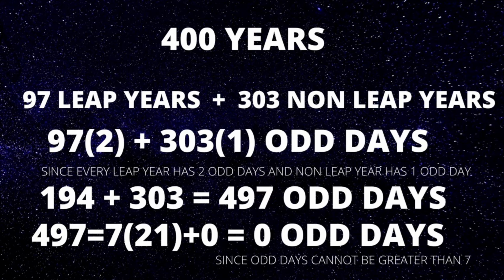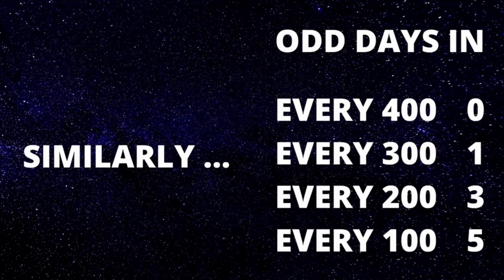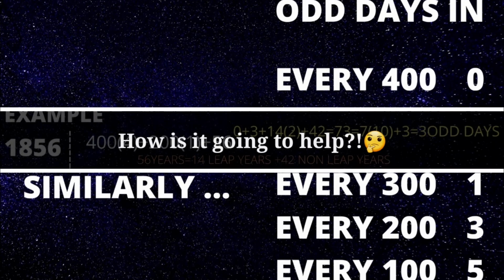Similarly, you can remember the number of odd days in every 300 years, every 200 years and every 100 years so that you can save time. Do try to prove them yourself. Now, how is this going to help you?